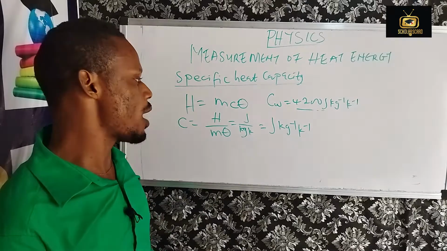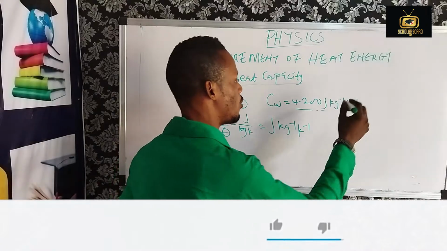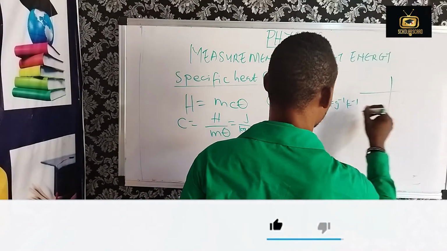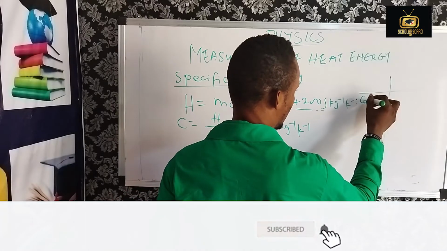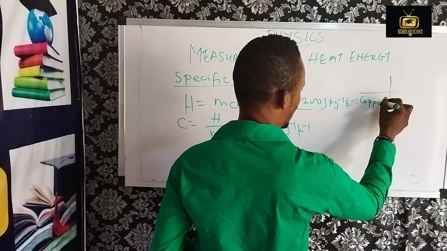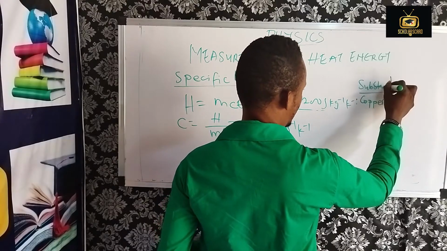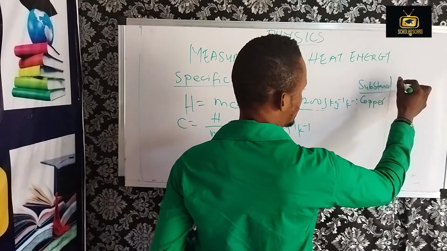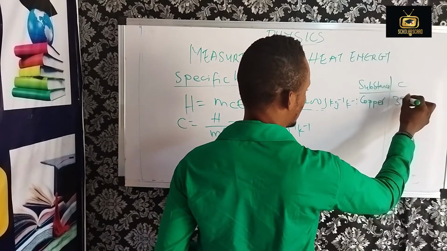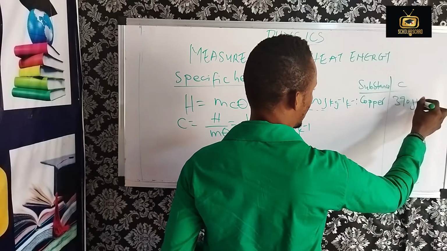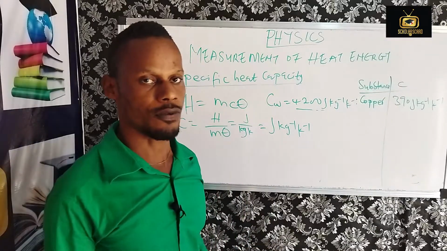Now, apart from water, we have other substances with their specific capacity. Look at this table here. Let's talk about copper. Substance: copper. Specific capacity, where C stands for specific capacity. Copper is 390 joules per kilogram per Kelvin. That's the specific capacity of copper.